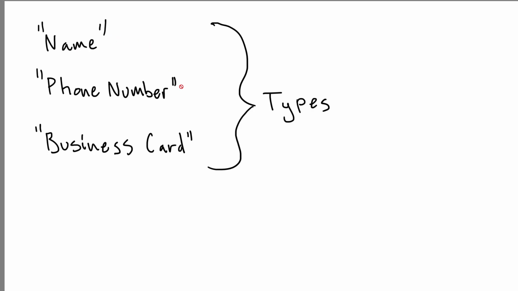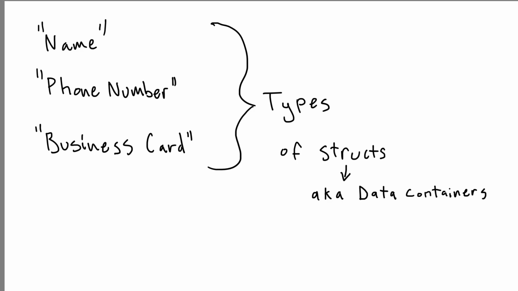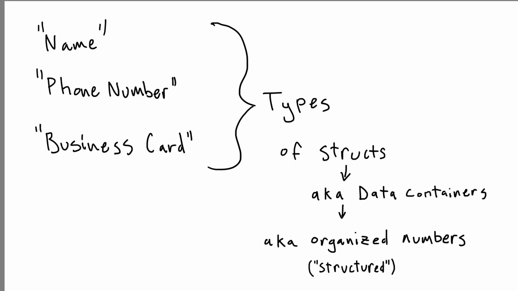So we just had a name, a phone number, and a business card. These labeled structs, those would be called types. We're going to refer to those as types. Just remember, types of structs, which are basically just data containers, which are basically just organized numbers. So when you hear the term type with a certain label, you can just think, that's organized numbers, right? That's just some sort of container, potentially of other containers, that all at some point just boil down back to really basic floats or integers. Remember, organized numbers, structured numbers, hence structs.